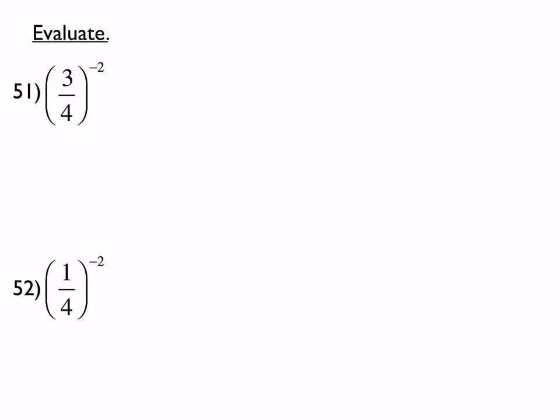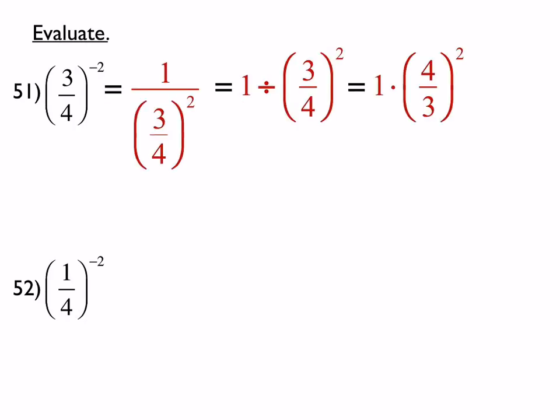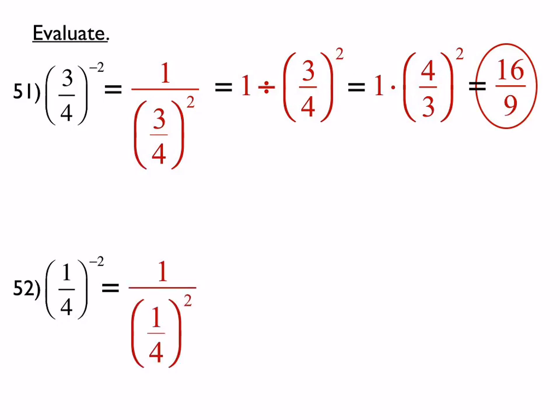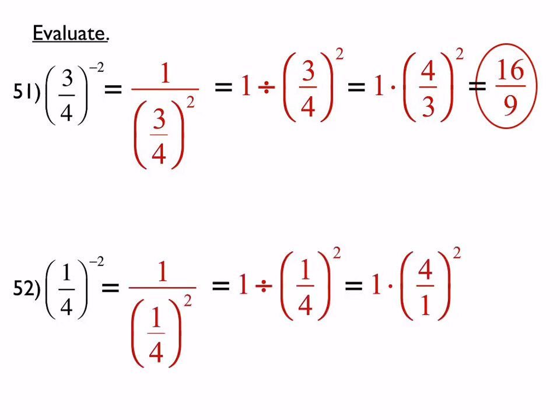All right, let's see what we have here. Jessica, what'd you get for number 51? 16/9. Now, if you're asked to write it in exponential form, you would say that it's 4/3 to the positive 2 power. We typically in math don't leave things with negative exponents. So it is 16/9. Okay? Claire, number 52. 16. It is 16. Good. It turns into 4/1 to the second power. And 4/1 to the second power is 16. All right. Finish them off with your shoulder partner. I'll get back to you in a few minutes.